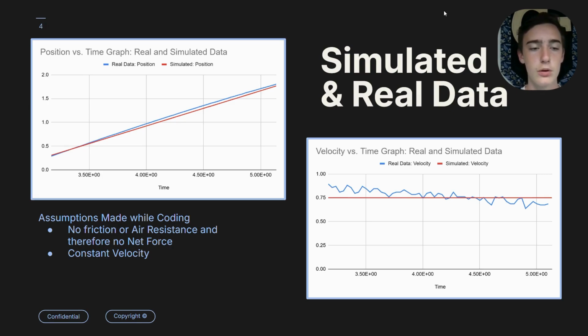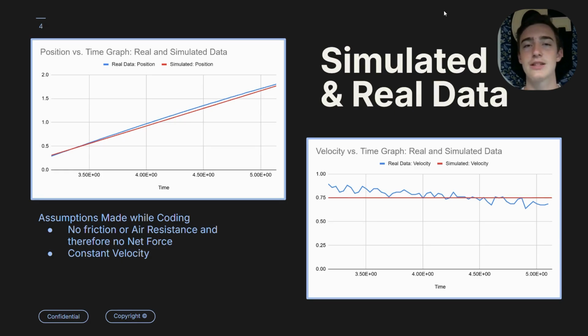A couple of the assumptions that I made while coding was, again, there's no friction, no air resistance, there's no net force acting on this cart. Net force is equal to 0, and that means that there's a constant velocity. This means that, as you can see in the velocity versus time graph, velocity is constant through time, which we see in the real world data as the blue line doesn't deviate too much from the red line. And in the position versus time graph, the blue line doesn't deviate too much from the red line, which is completely linear. However, if you look closely, there's a slight negative slope generally in the velocity versus time graph for the real data.